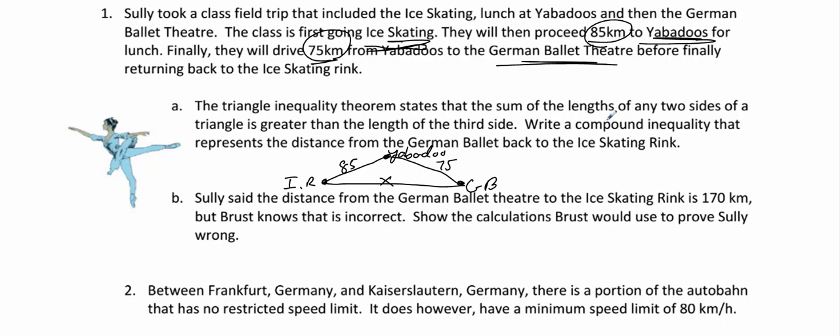So what I want to do is write a compound inequality. What that means is I want something to be less than x, to be less than something else. Well, what's the highest number that is going to be here for these two lengths of a triangle? Well, x can't be bigger than these two numbers added together: 85 plus 75.